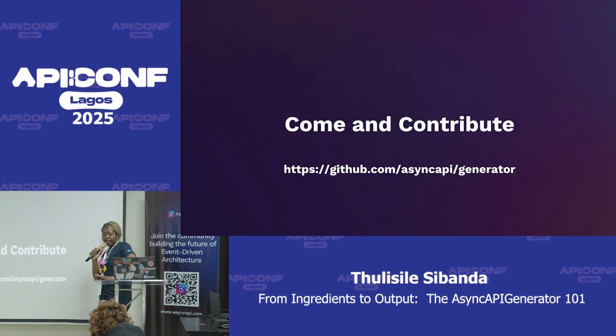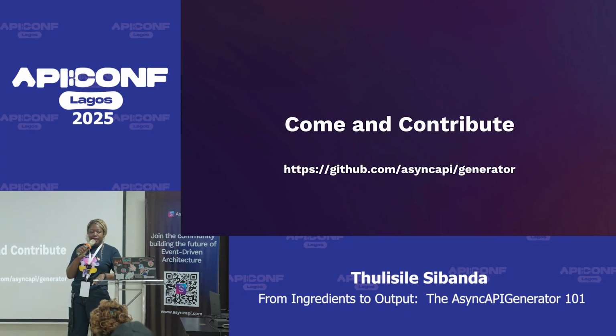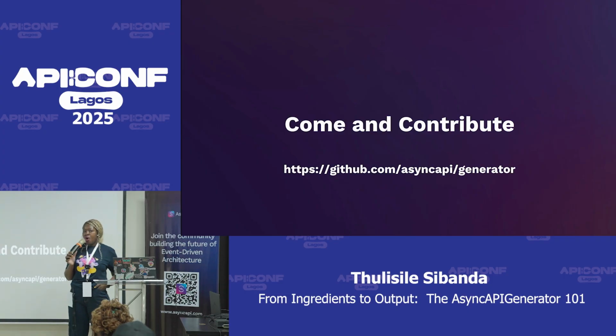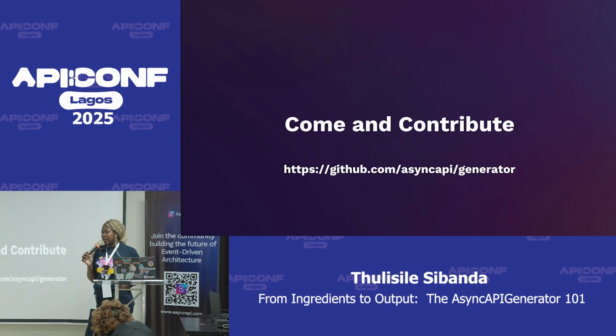So we have a very active repo and community behind the AsyncAPI generator. The maintainers always hold meetings every Wednesday at 1 p.m. UTC, whereby we answer questions for people who are finding it difficult to generate, or maybe you might have some code that you didn't find. Like for instance, for me, there was hardly anything in Python.